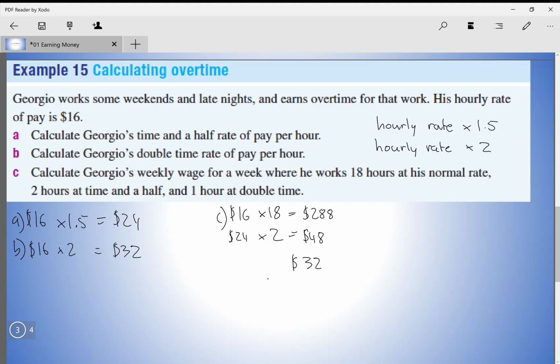Okay, so if we add up all of these, we'll get his total weekly wage. So you can just put it all in your calculator, and you should come up with $368 per week.